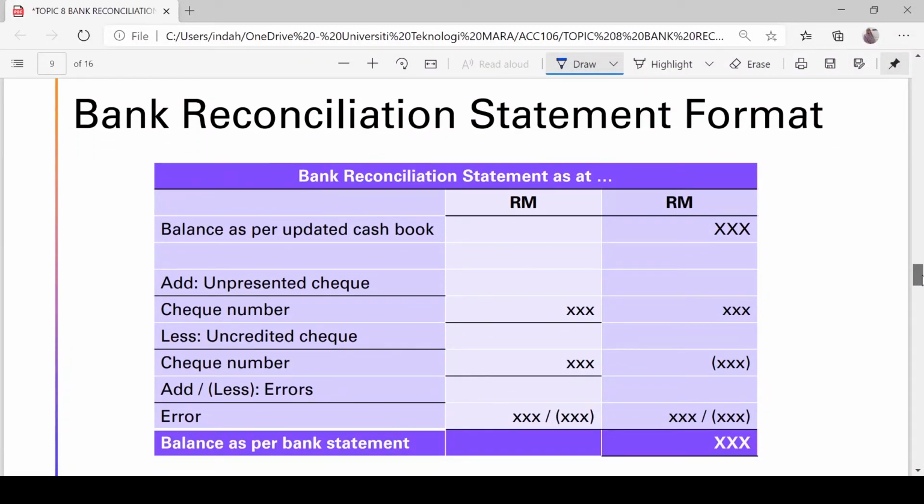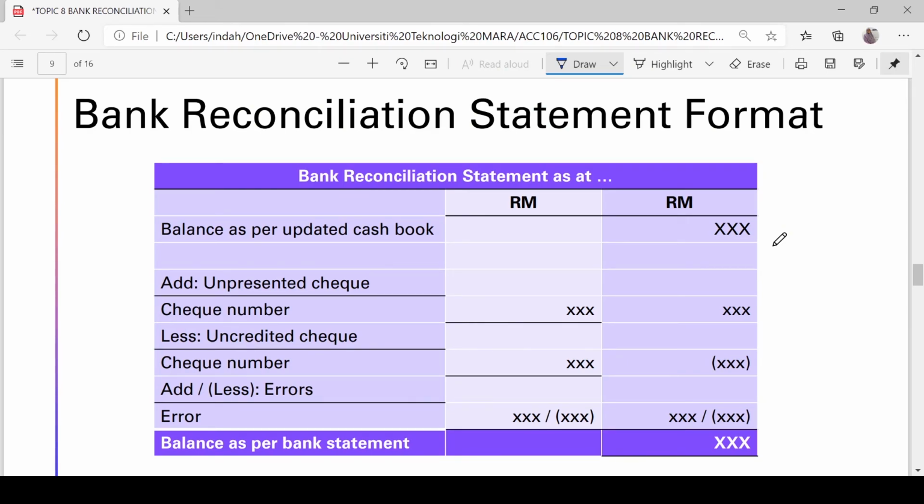This is the bank reconciliation statement format. The first thing you have to do is, of course, the title. Then you prepare different columns for the computation part. You start the statement with the balance as per updated cash book, then add unpresented checks, which you already issued and deducted in your cash book but which do not appear in the bank statement. Less uncredited checks: you have recorded the receipt of the check but it does not appear yet in the bank statement. Our aim is to get the balance as per bank statement.